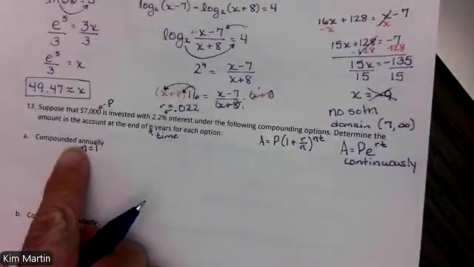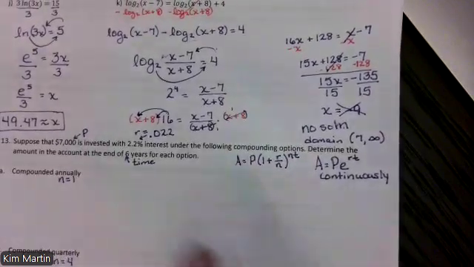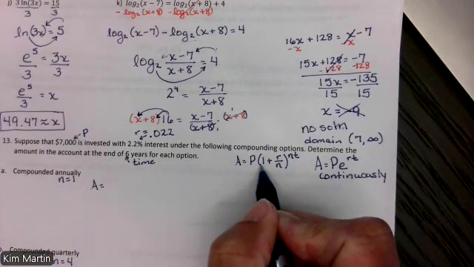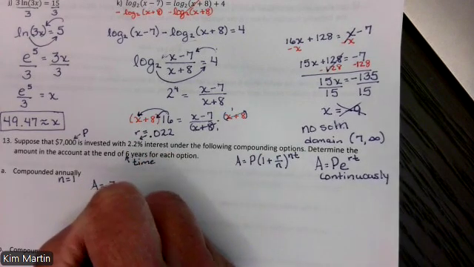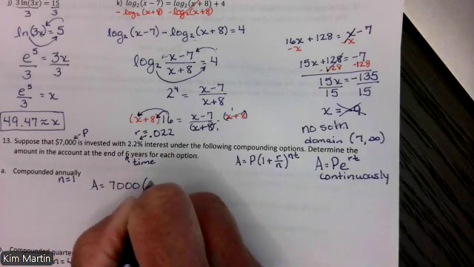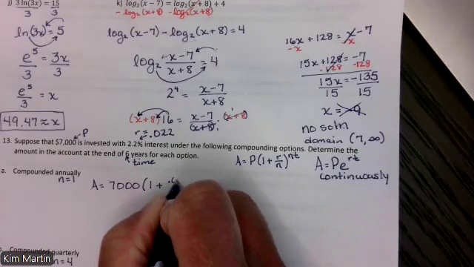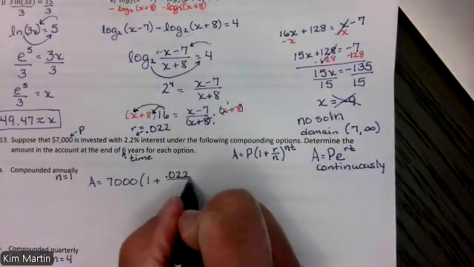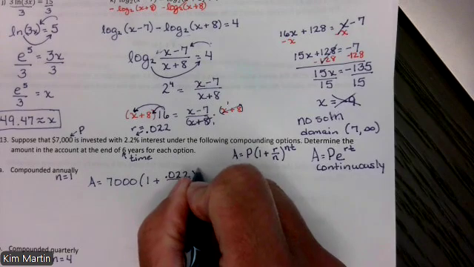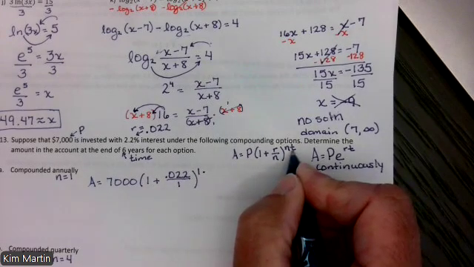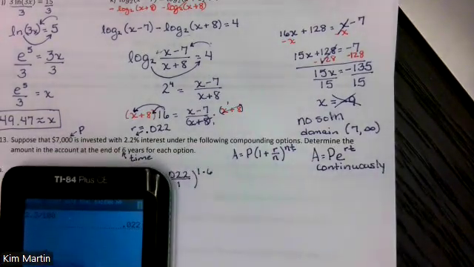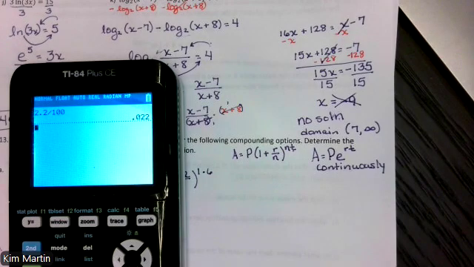Now that it is annually, we're going to use this formula right here. The A is our future amount. So we're just going to fill in what we know. Again, annually, it goes with this. We don't see the word continuously. Our principal is 7,000 times 1 plus our rate. We're going to put 0.022. If you want to put the 0 in front of the decimal, that's fine. Over our n, which is 1, raised to the n times our time, which is 6 years. Now I'm going to plug that in to our calculator just like it is. I know I don't need the ones. I realize that.